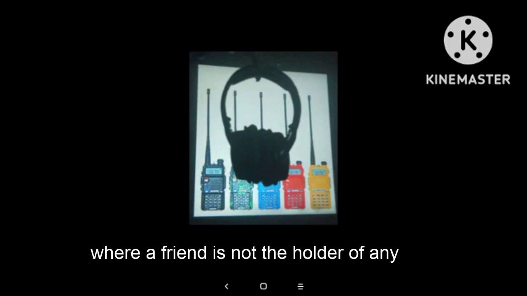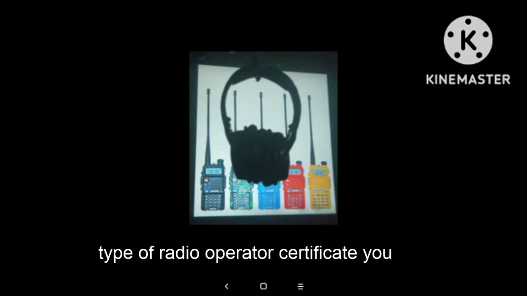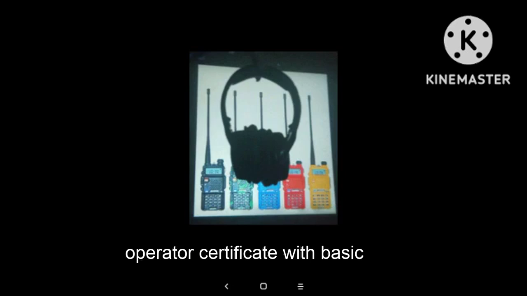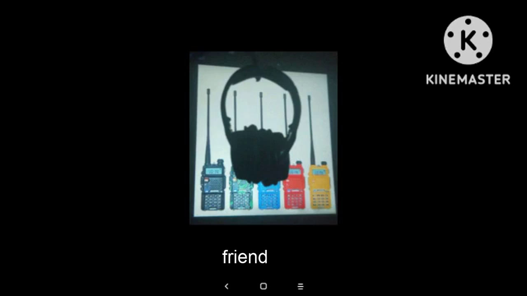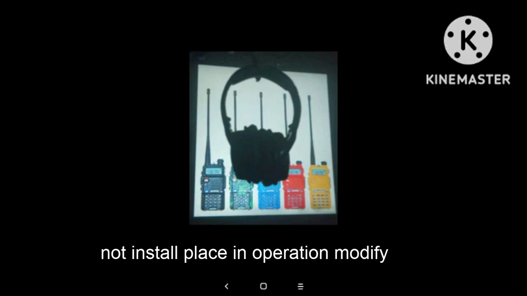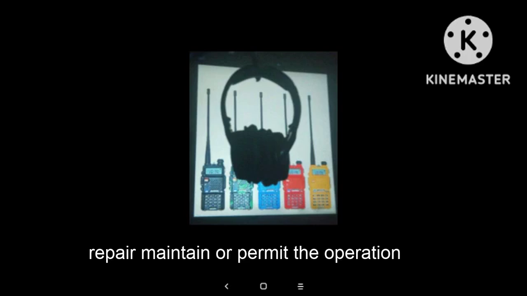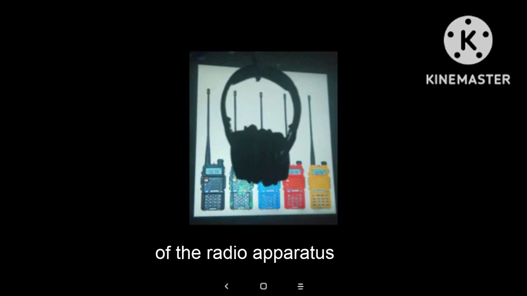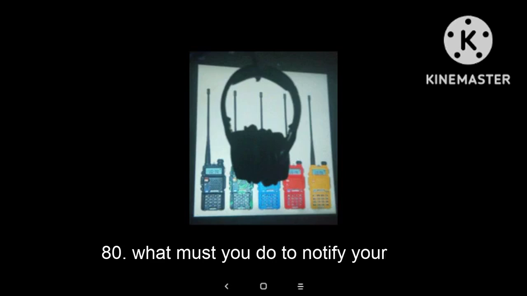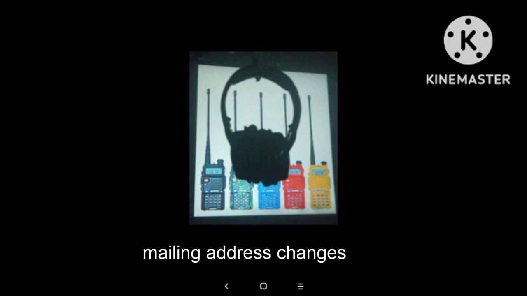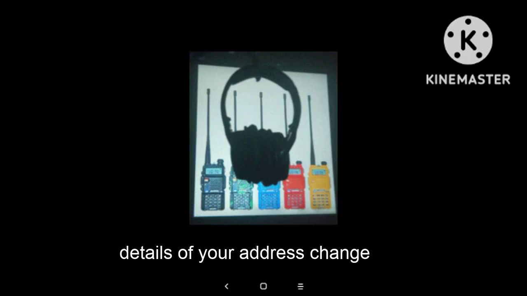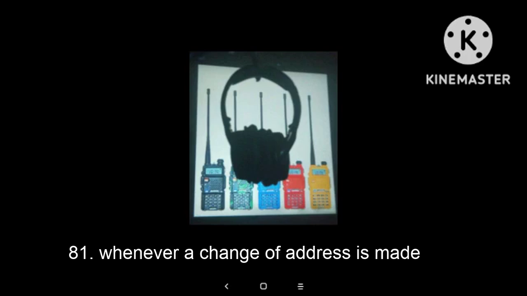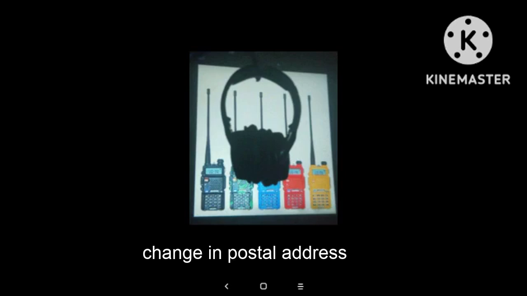79. Where a friend is not the holder of any type of radio operator certificate, you, as the holder of an amateur radio operator certificate with basic qualifications, may, on behalf of your friend, not install, place in operation, modify, repair, maintain, or permit the operation of the radio apparatus. 80. What must you do to notify your mailing address changes? Contact Industry Canada and provide details of your address change. 81. Whenever a change of address is made, Industry Canada must be advised of any change in postal address.